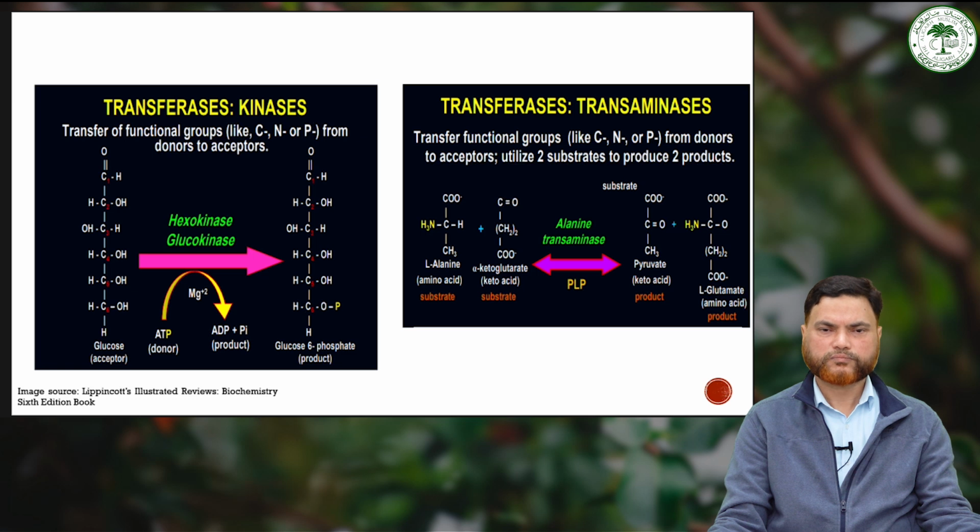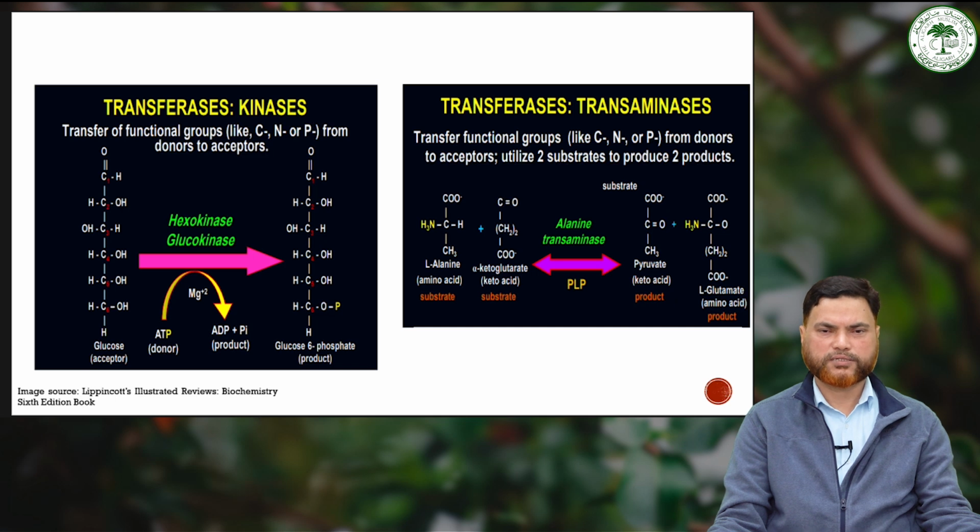For example, hexokinase or glucokinase catalyzes the transfer of the terminal phosphate group to carbon 6 of the glucose molecule, which serves as acceptor, forming the two products glucose 6-phosphate and ADP in this reaction. So basically this is the first step of glycolysis.